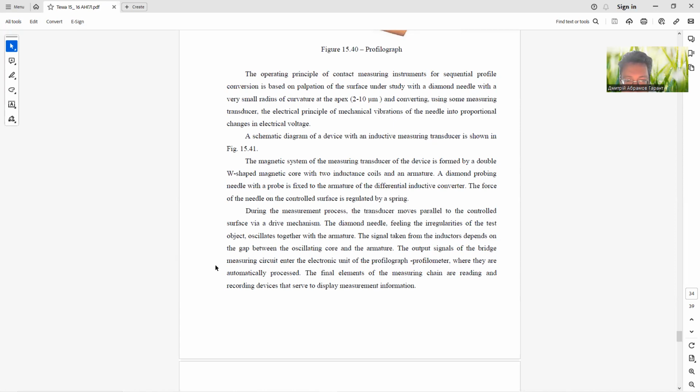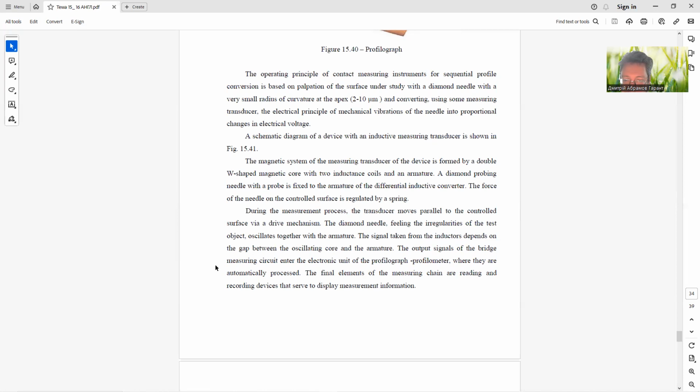During the measurement process, the transducer moves parallel to the controlled surface via a drive mechanism. The diamond needle, feeling the irregularities of the test object, oscillates together with the armature. The signal taken from the indicators depends on the clearance between the oscillating core and the armature.